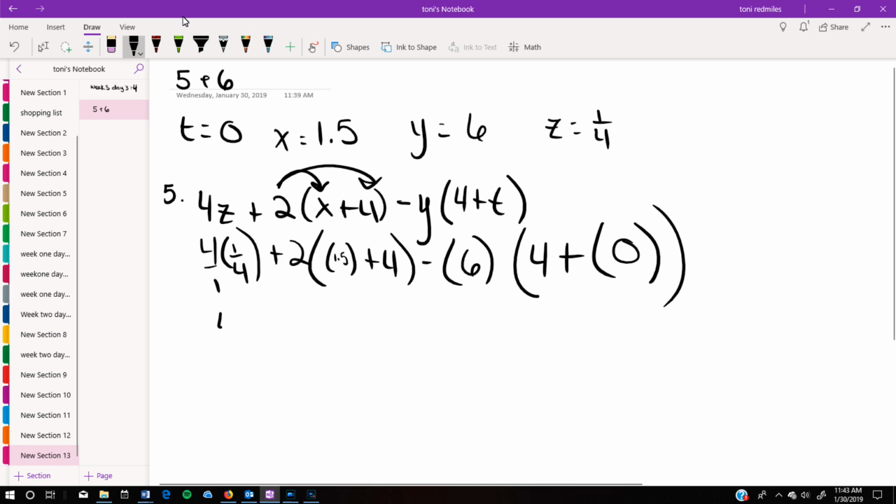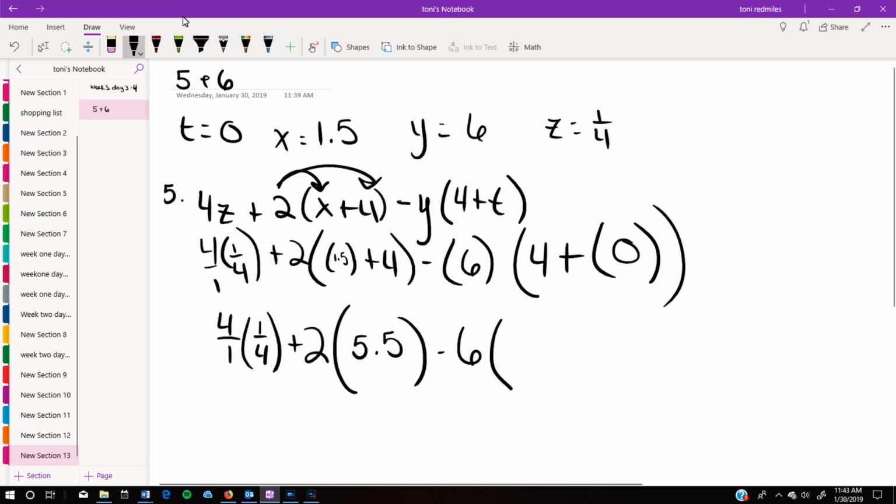So let's do what's inside these parentheses. That one means multiplication. All right, so 1.5 plus 4 is 5.5. Can drop the parentheses. I don't need it in this scenario. All right, so 4 plus 0 is 4. So cancel, cancel. That's going to give me a 1. Plus 2 times this is going to give me 0, 11, minus 24. 1 plus 11 is going to give me 12 minus 24. It's going to give me negative 12.